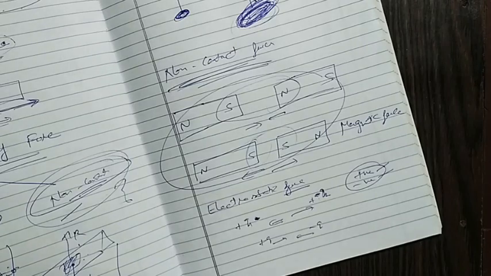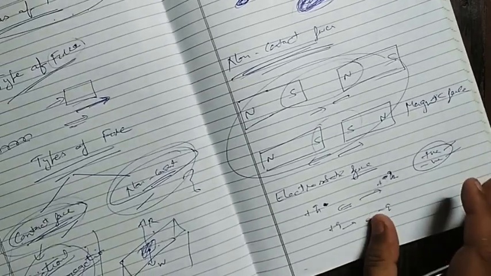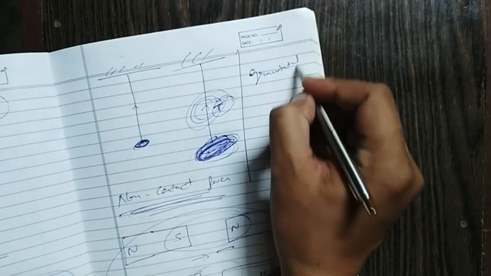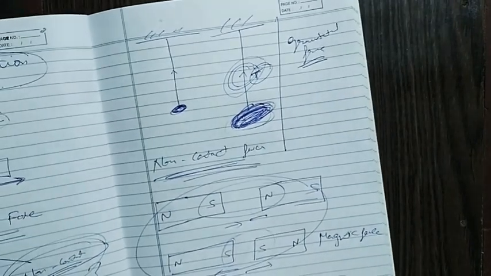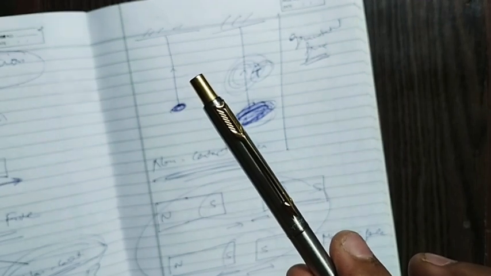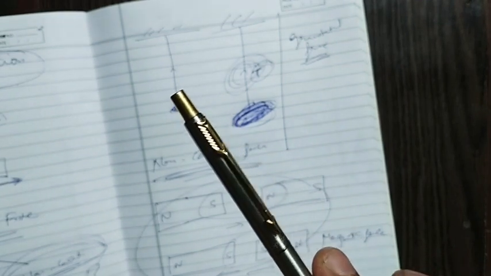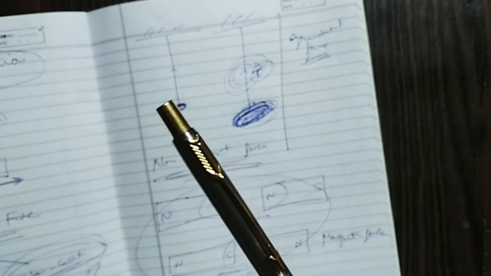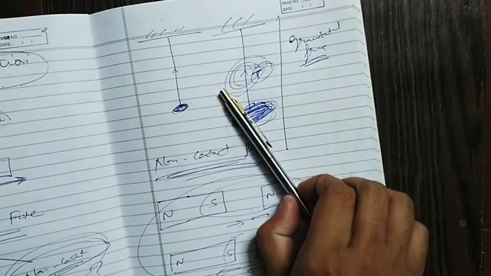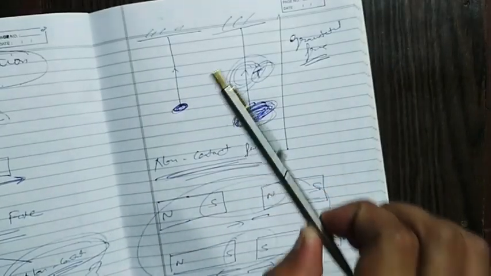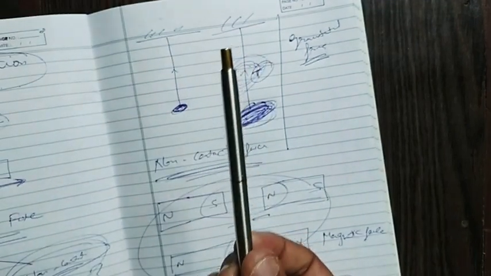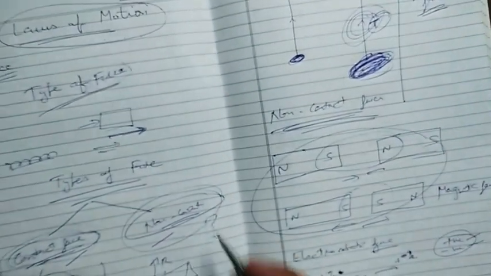Another example is gravitational force. Suppose I drop this pen from a certain height. It will be attracted by the earth, but while it was in the air, there was no contact between the surface and the pen. Hence this comes under the category of a non-contact force.